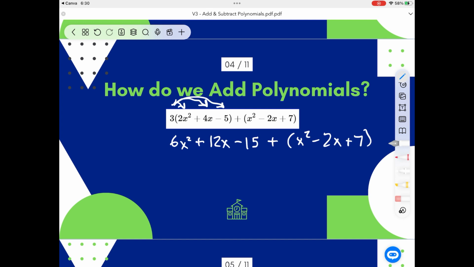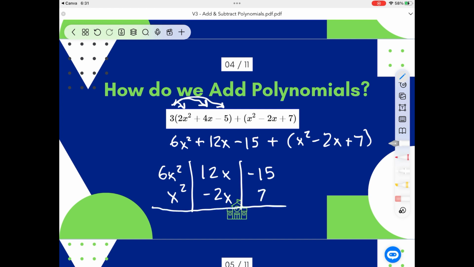So if I group these terms, 6x squared, then I have 12x, that's a different term. Then I have minus 15. My second polynomial, I have x squared. I have a minus 2x. That goes with the x terms. And then the constant goes with the negative 15 constant. Now we combine our like terms.